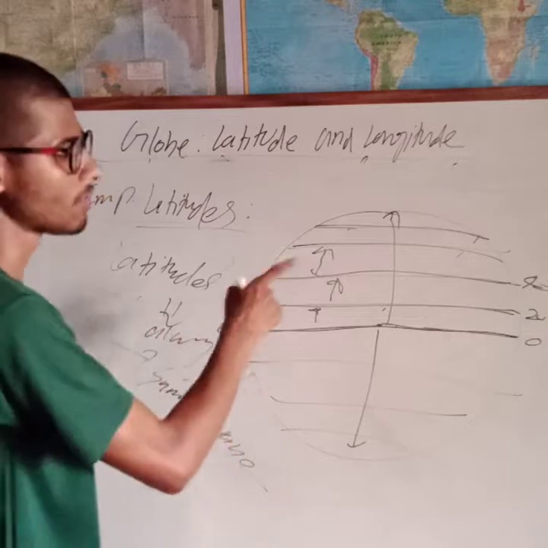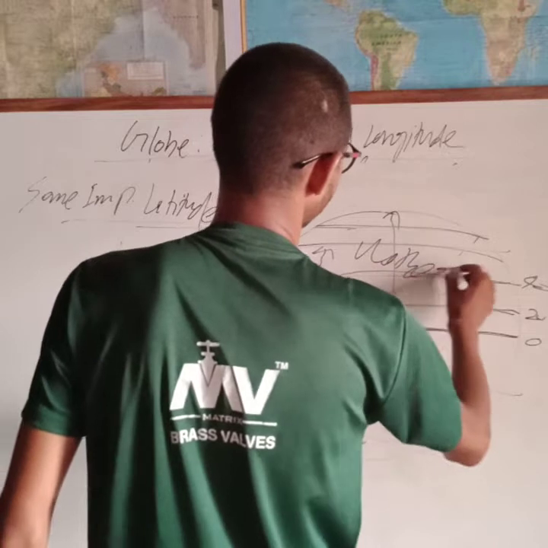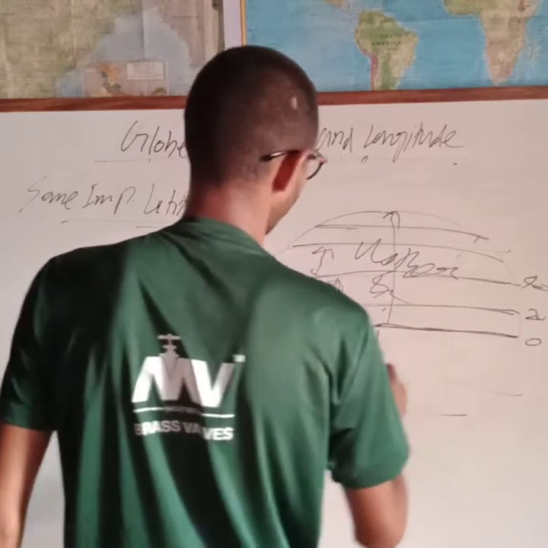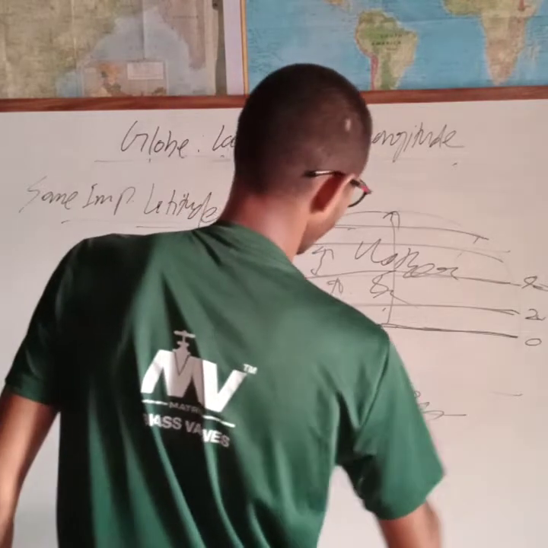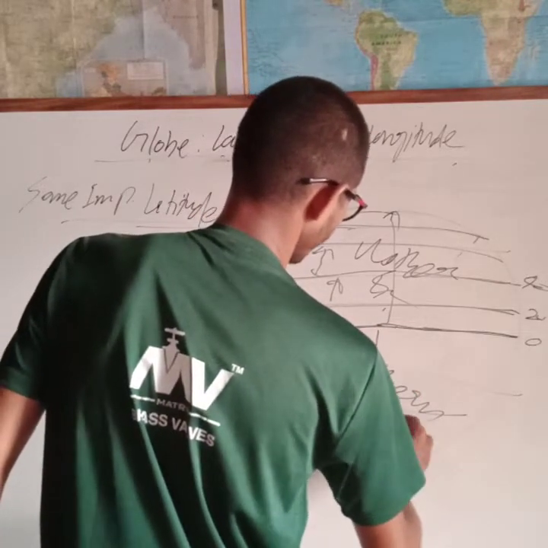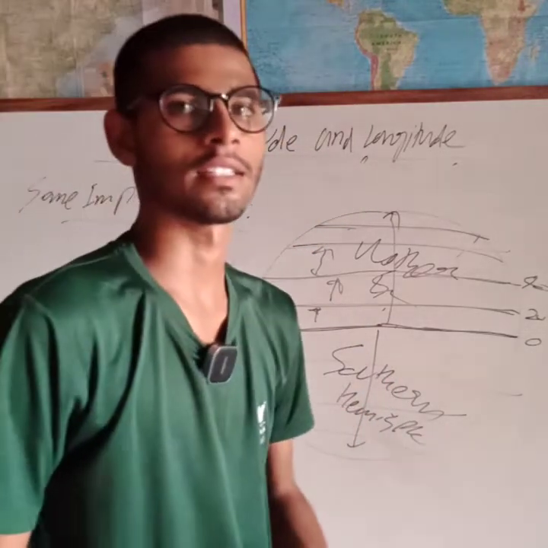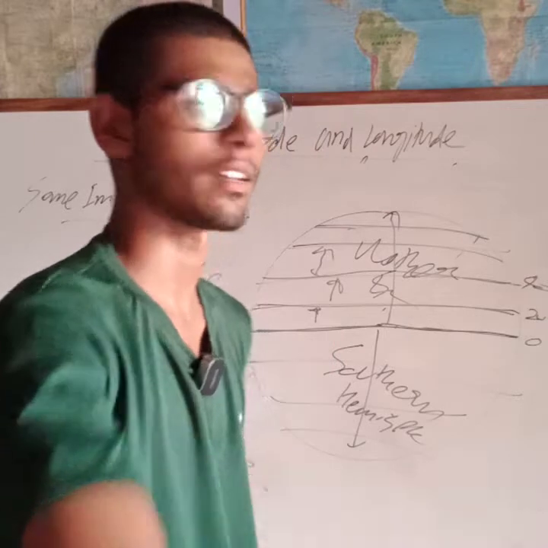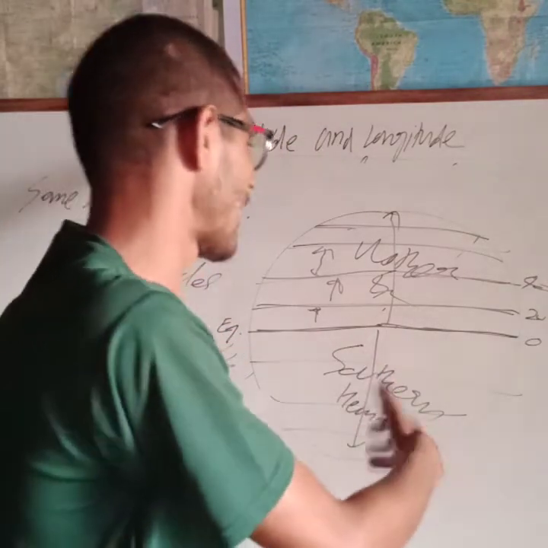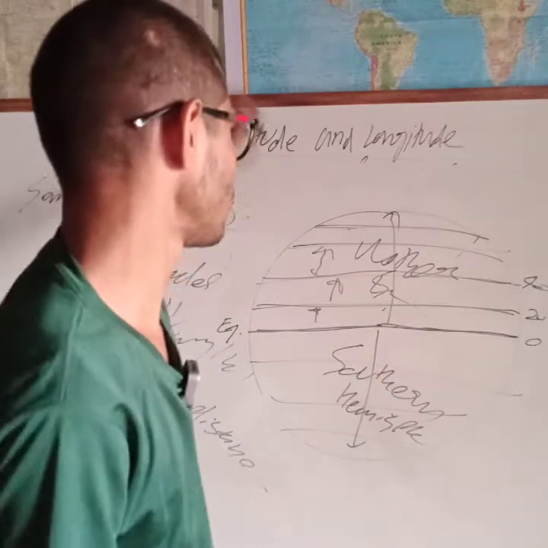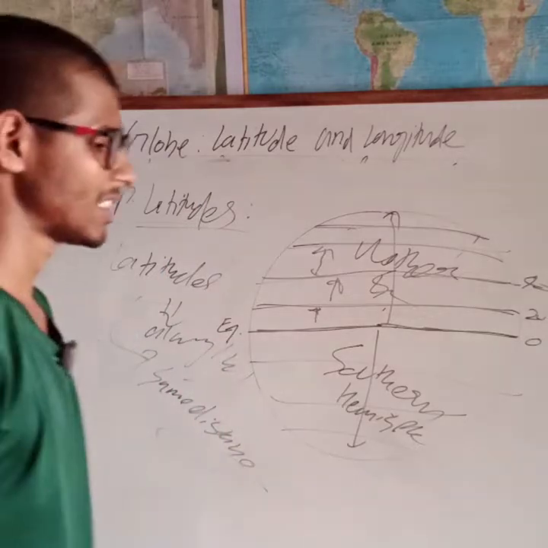This divides the whole earth into the northern and the southern hemisphere. This is the northern hemisphere and this is the southern hemisphere. So this 0 degree line is the biggest, the longest line, that divides the earth into two hemispheres, northern and southern, because this is the complete sphere. So these are some basic things about latitude.